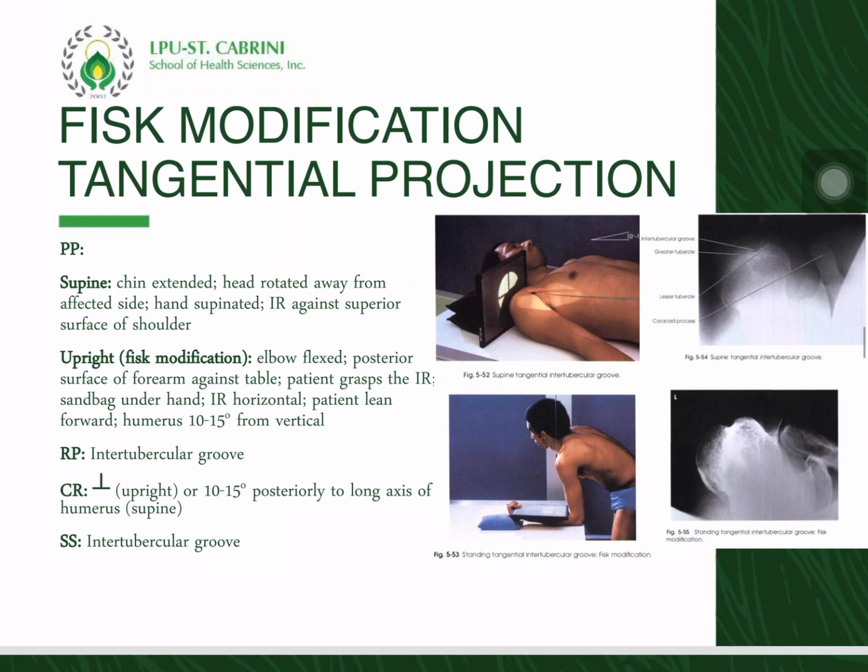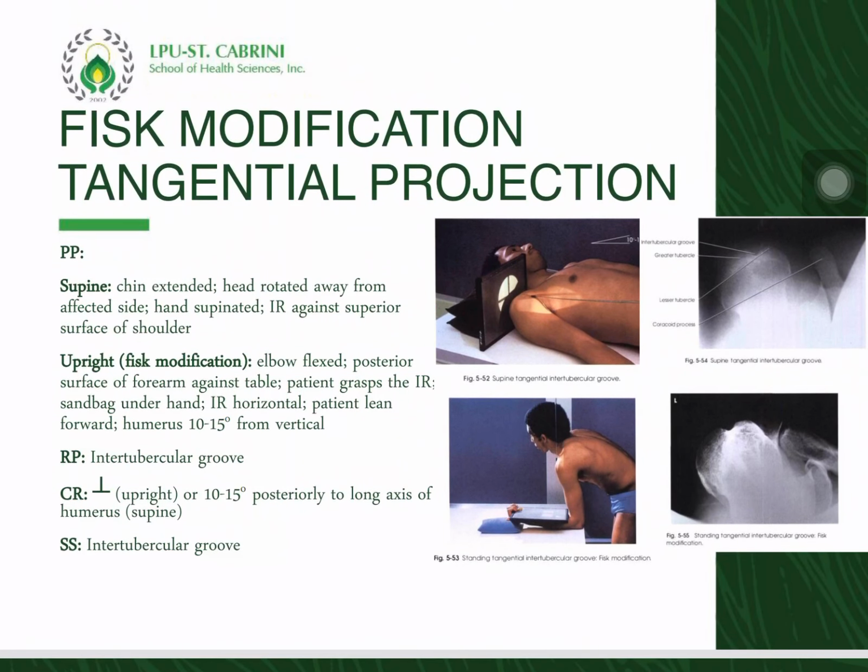A tangential projection where the patient is in supine position with the IR placed vertically against the shoulder can demonstrate the intertubercular groove. The patient's chin is extended, the head is rotated away from the affected side, and the hand is supinated for this projection. The central ray is directed 10 to 15 degrees posteriorly to the long axis of the humerus, entering the intertubercular groove when the patient is in supine position.